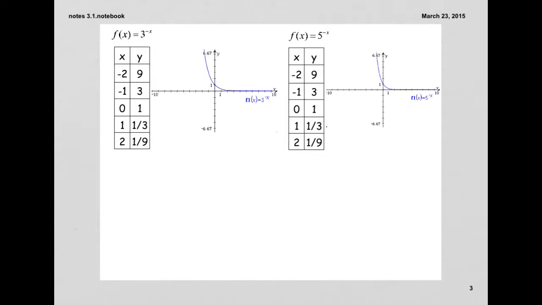That means that I am decreasing rapidly before I get to the y-axis, and my y-intercept again is 1, and then I level out. Same thing with f of x equals 5 to the negative x. I decrease rapidly, and of course this one decreases more rapidly than the previous one. And again, I go through the y-intercept of 1.